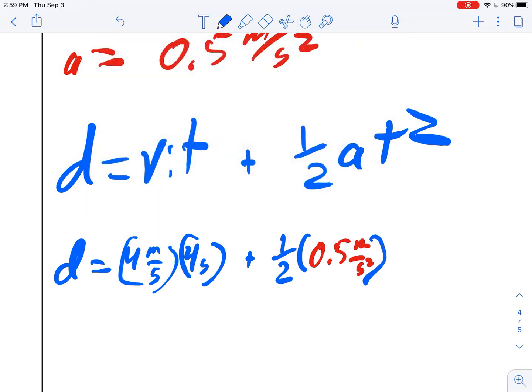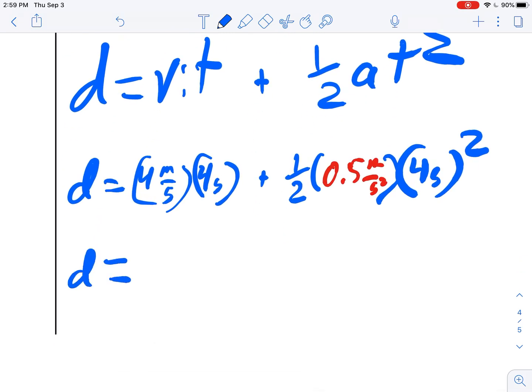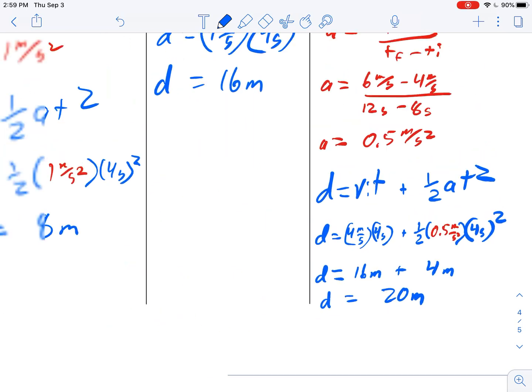Keep my parentheses the same color. And then I've got another 4-second chunk of time, squared. So this is v_i t plus 1/2 a t squared. Doing the math, 4 times 4 is 16. And like I said, with this 1/2 a t squared thing, I like to work backwards. So 4 squared is 16, times 1/2 is 8, divided by 2 is 4 more. So the second term is 4 meters, and 16 plus 4 is 20 meters.